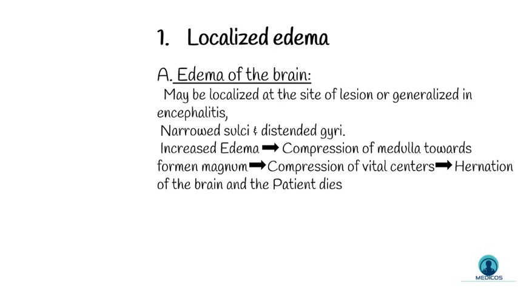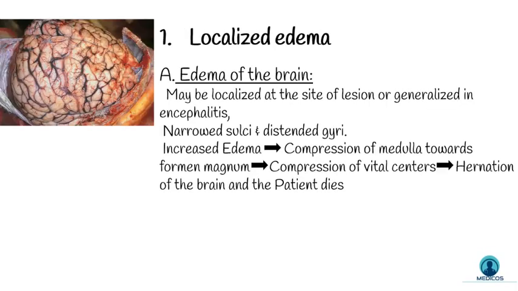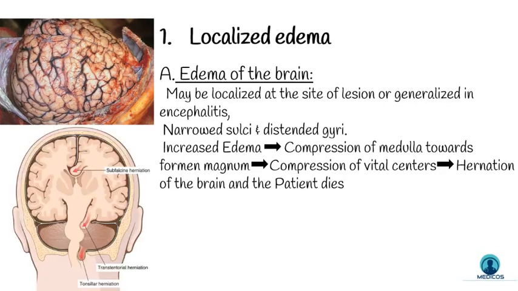And we will see narrowed sulci and distended gyri in cerebral edema. Increased edema leads to compression of the medulla towards the foramen magnum, leading to compression of vital centers and herniation of the brain, and the patient will die. There are three types of herniation: subfalcine, transtentorial, and tonsillar herniation, but we will talk about them in another video.